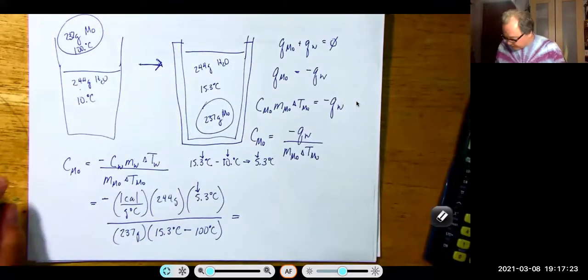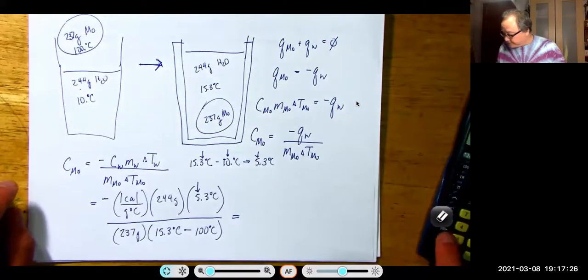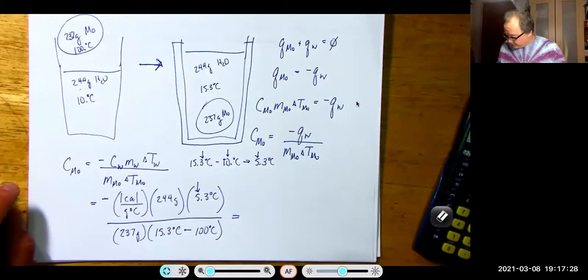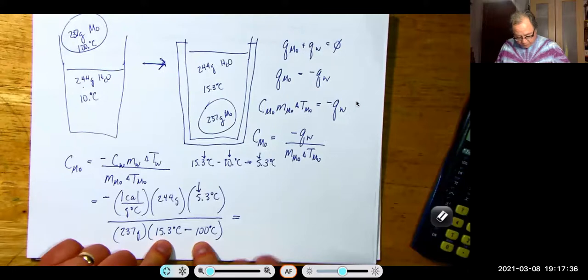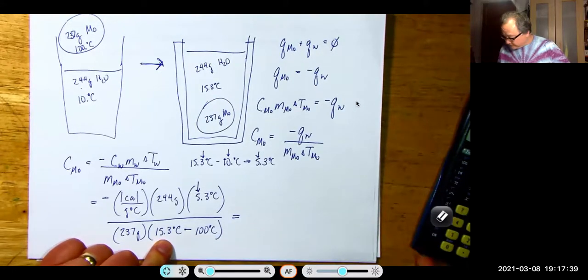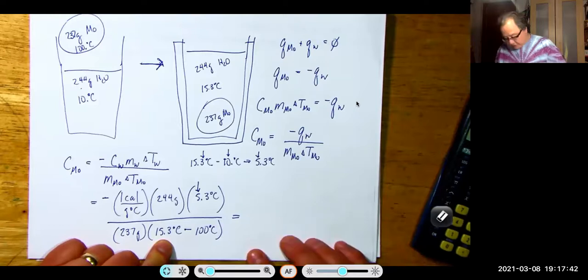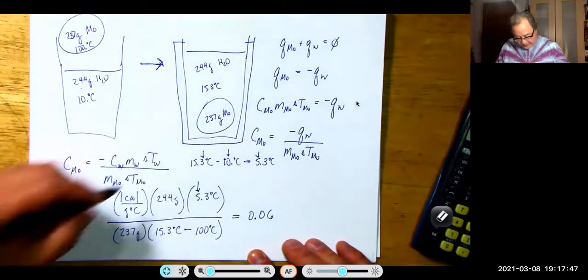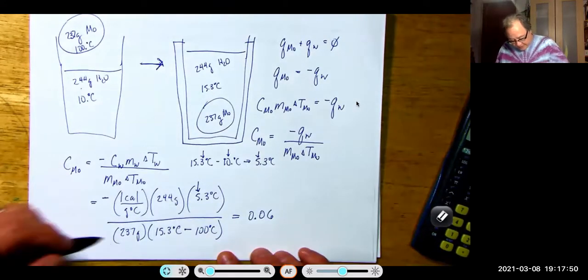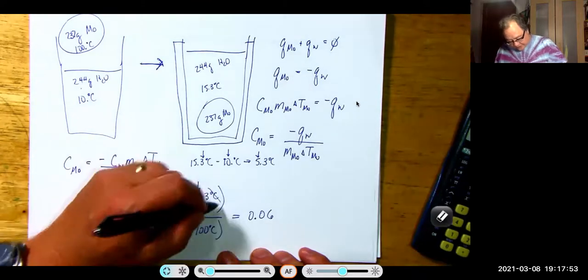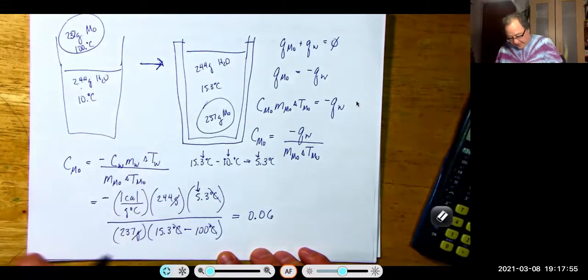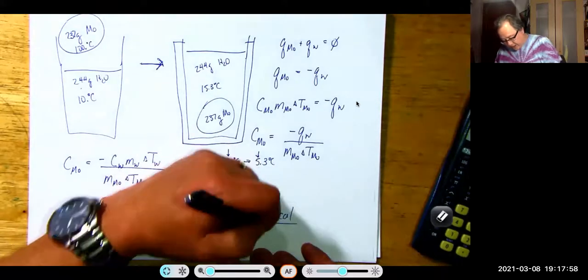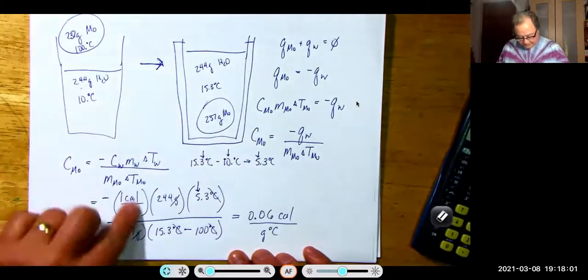So now we just plug our numbers in. 244 times 5.3 divided by 237 and divided by, this is going to be 84.7. Does that seem right? Yeah. So I get 0.06. And let's take a look at what happens with our units. The grams cancel. This degree cancels with these. And we get calories per gram degree Celsius because none of these cancel.